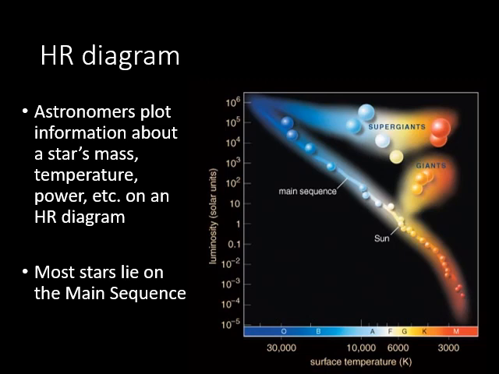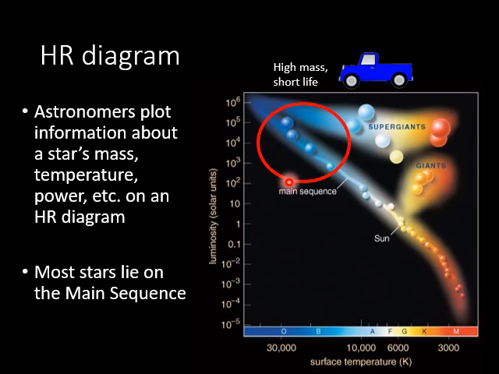If we want to go back to our car analogy, we can do that. In the upper left here, we have our really large, really hot stars. This is where the trucks are. These are the high mass stars that have a very short lifetime.